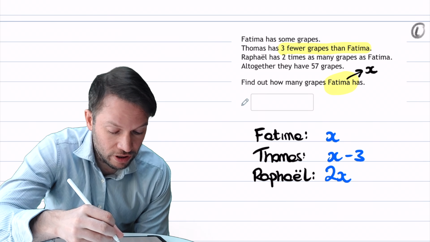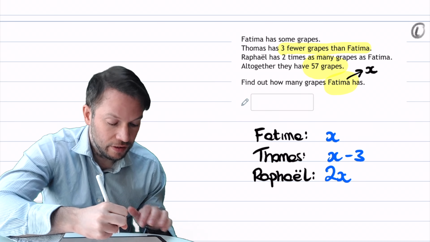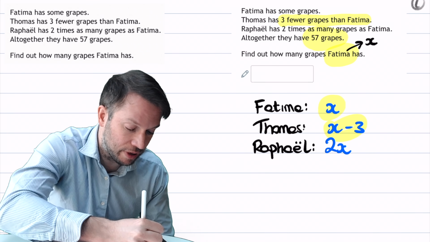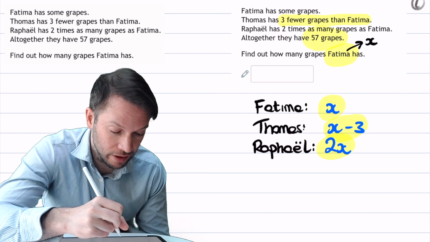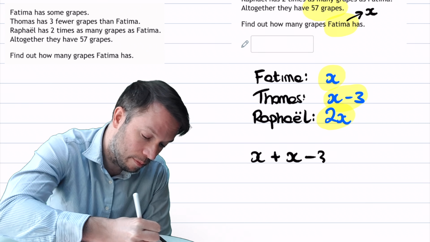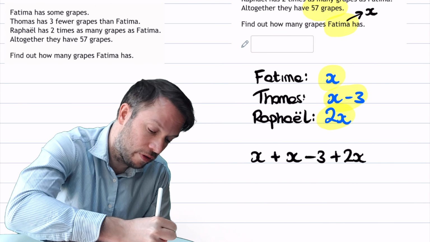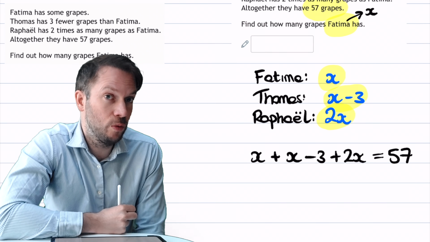Now, we're told the total number of grapes is 57. So if we add these 3 expressions, that will give us the total number of grapes, which we know is 57. So if we do x plus x minus 3 plus 2x, we know that total must be 57. And now we've got an equation we can solve.